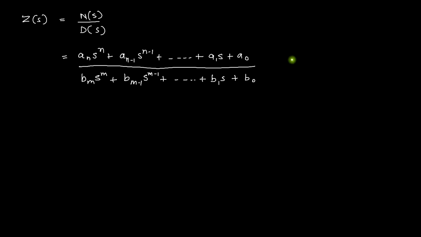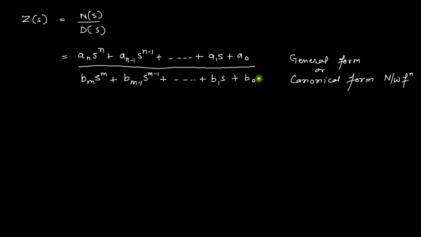Let us first see the various forms of representation of a network function. We already know network function is the ratio of two polynomials in the S domain. So that means it can be represented in this form, which is called the canonical or the general form of the network function. Here numerator and denominator polynomials are written in S form, where the highest degree of numerator is n and the lowest degree of numerator is 0, and the highest degree of denominator is m and the lowest degree is 0.